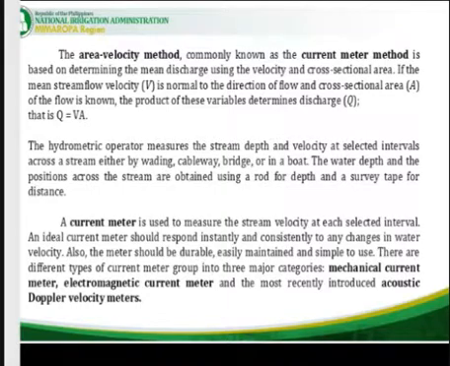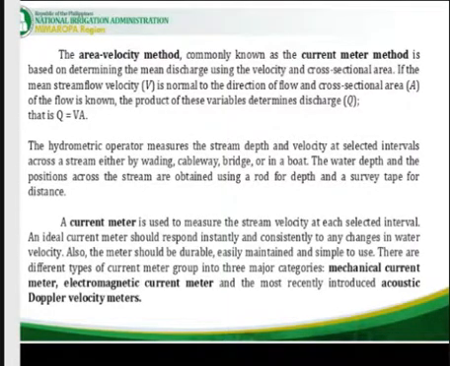The hydrometric operation measures the stream depth and velocity at selected intervals across a stream either by wading, cableway, reach, or in a boat. The water depth and the positions across the stream are obtained using a rod for depth and a survey tape for distance. A current meter is used to measure the stream velocity at each selected interval. An ideal current meter should respond instantly and consistently to any changes in water velocity. Also, the meter should be durable, easily maintained, and simple to use.